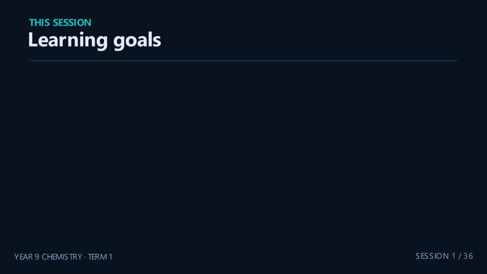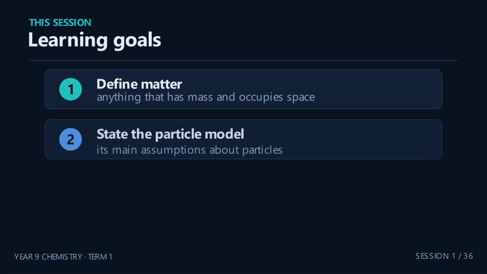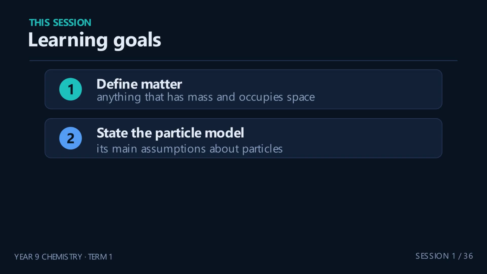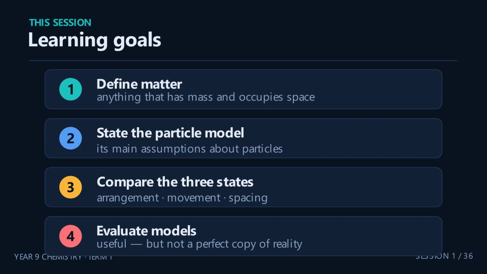First, define matter as anything that has mass and occupies space. Second, state the main assumptions of the particle model. Third, compare solids, liquids, and gases using arrangement, movement, and spacing. And fourth, explain why a model is useful even though it is not a perfect copy of reality.